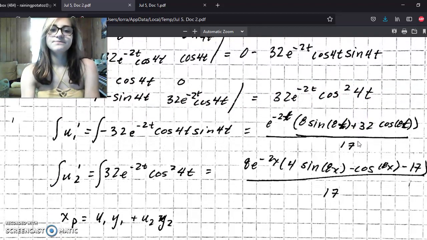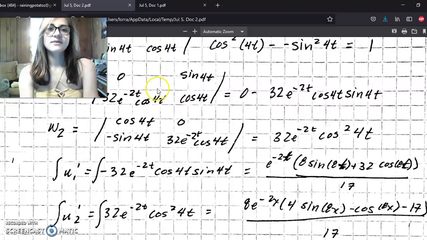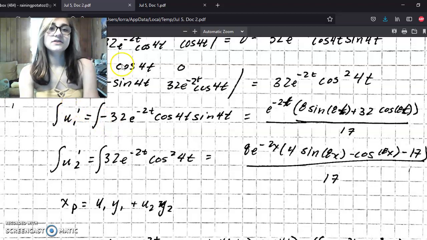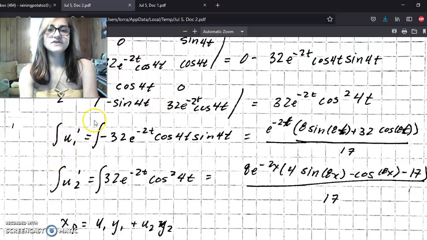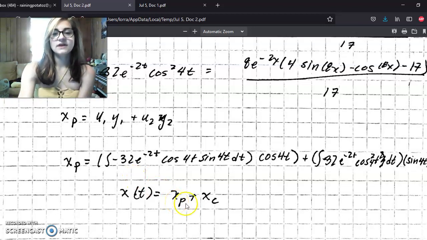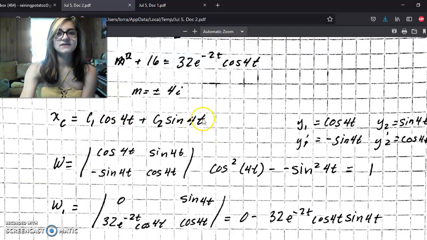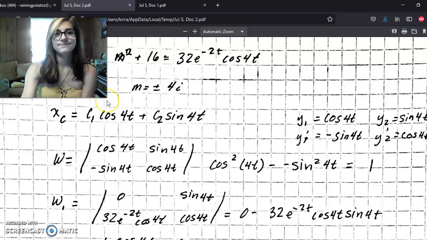And then I knew that xp is equal to u1 y1 plus u2 y2, and because the Wronskian is equal to 1, your u prime values are just w1 and w2, so you just take the integral of both sides, and it's a really weird, wonky integral. And then xp is equal to u1 y1 plus u2 y2, so you just substitute that in. And then x of t is just equal to xp plus xc. So it's this quantity plus this quantity.